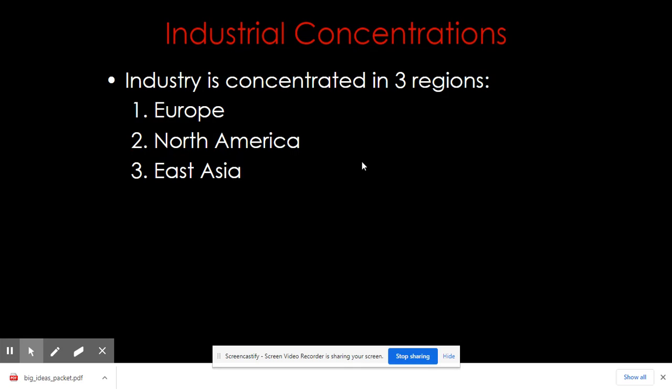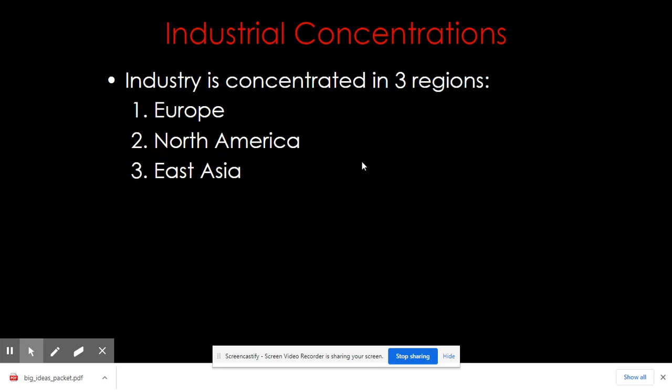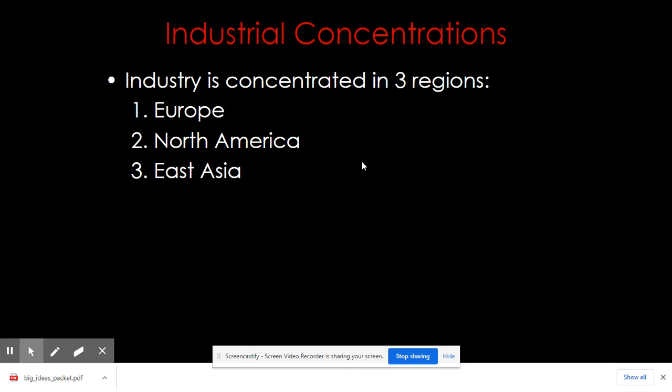I'm recording this because this is a lot of heavy information, and it's easier if I record it, and that way you can stop me to write down on your note catcher. So we're going to first go through industrial regions, and this is all part of chapter 11.